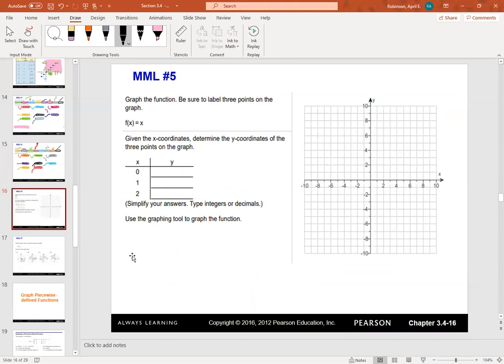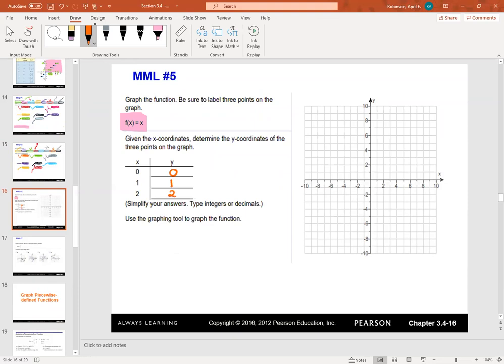All right, graph the function. Be sure to label 3 points on f of x equals x. So they are doing the identity function, which just means whatever x is, that's what y is. So if x is 0, y is 0. If x is 1, y is 1. If x is 2, y is 2.